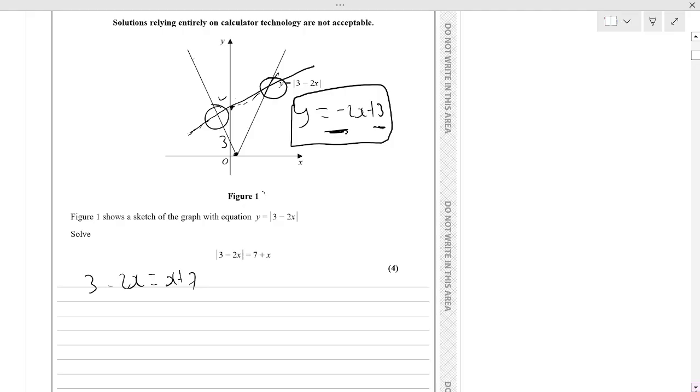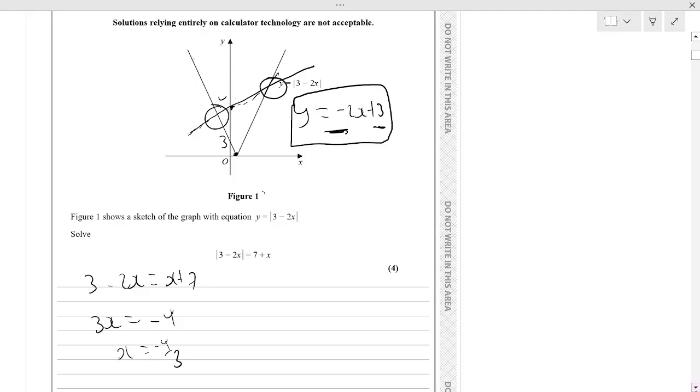And then we go to solve this. So we add 2x to both sides. You have 3x equals 3 minus 7 minus 4. So x would be minus 4 over 3, sorry, 3.